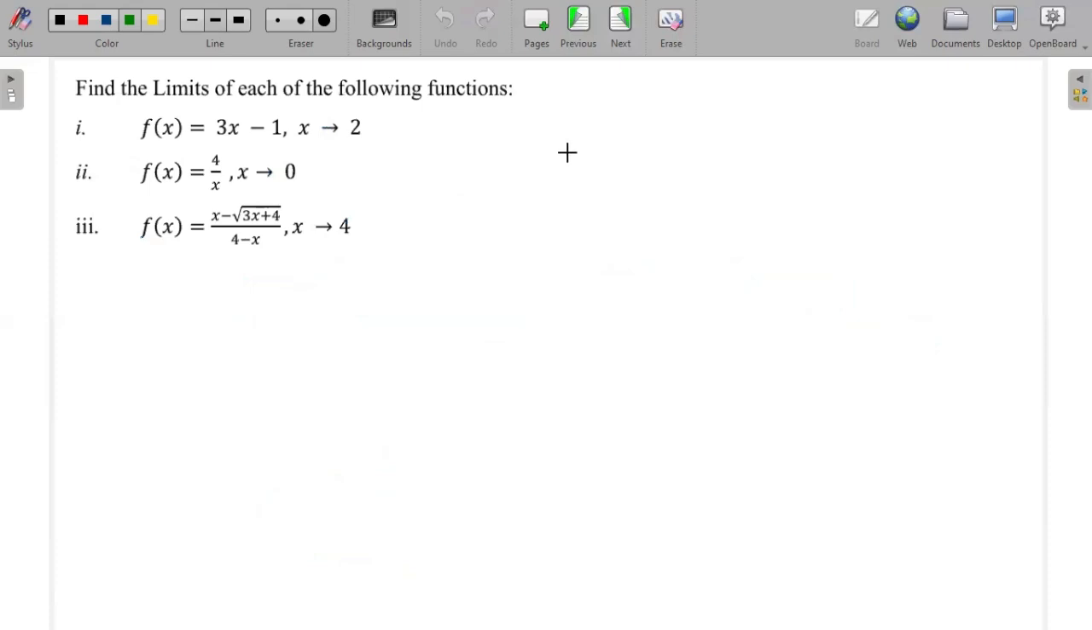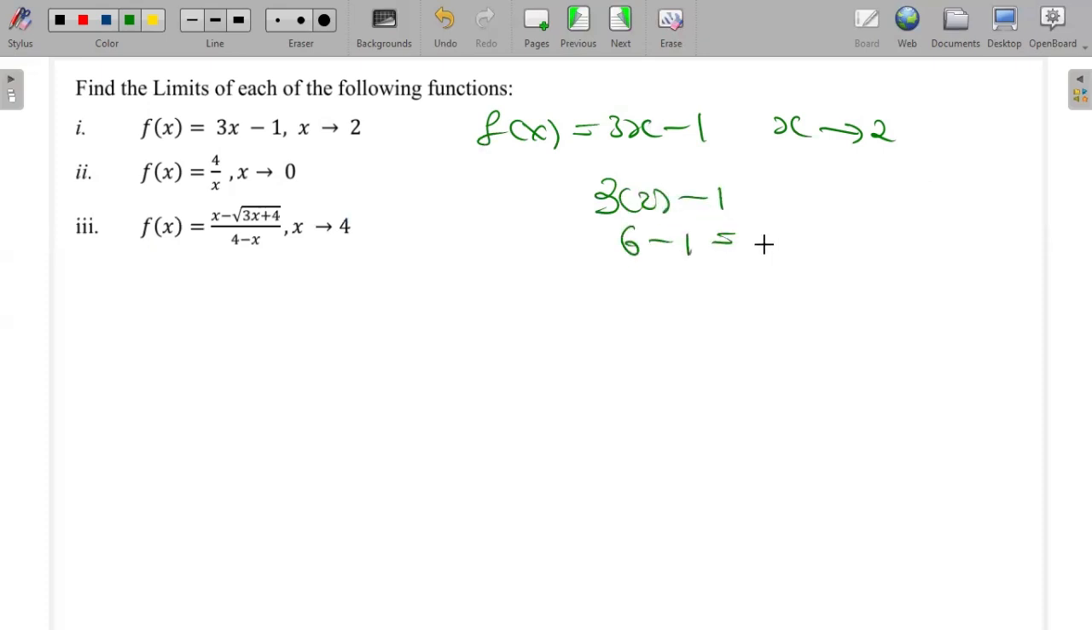So the following now are what we're going to answer. This one is telling us to find the limit of each of the following functions. The first one is f of x equal to 3x minus 1 as x is approaching 2. We find the limit as x approaches 2. So the first thing we said, especially when you have these linear polynomials, is to just replace it directly and see what you get. If we replace x with 2, we're going to have 3 times 2 minus 1. That is 6 minus 1, which is just 5. So the limit as x approaches 2 is 5.